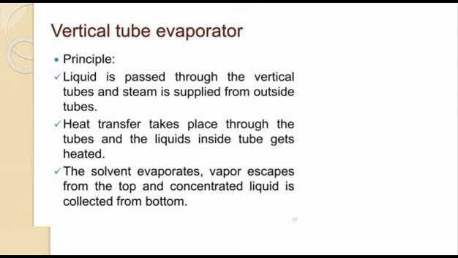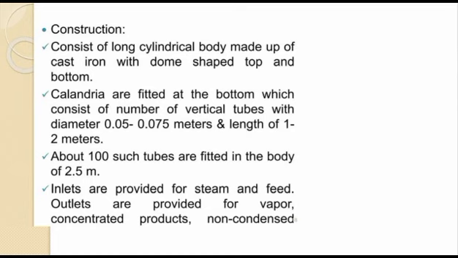Vertical tube evaporator: liquid is passed through the vertical tube and steam is supplied from outside the tube. The solvent evaporates, vapor escapes from the top, and concentrated liquid is collected from the bottom. Construction: it consists of a long cylindrical body made of cast iron with a dome-shaped top and bottom. About 100 such tubes are fitted in the body of 2.5 meters. Inlets are provided for steam and feed; outlets are provided for the vapor and concentrated product.